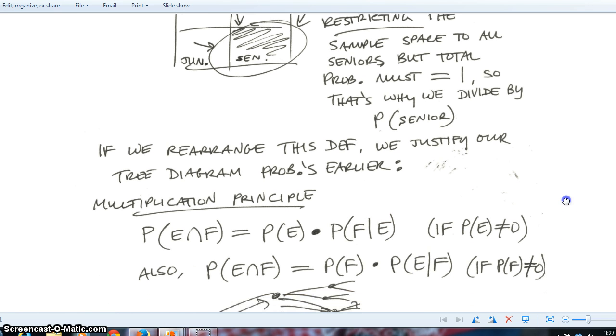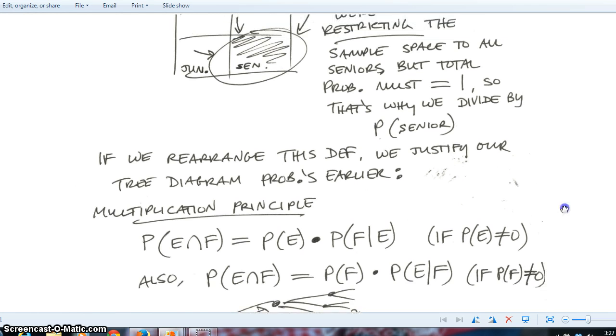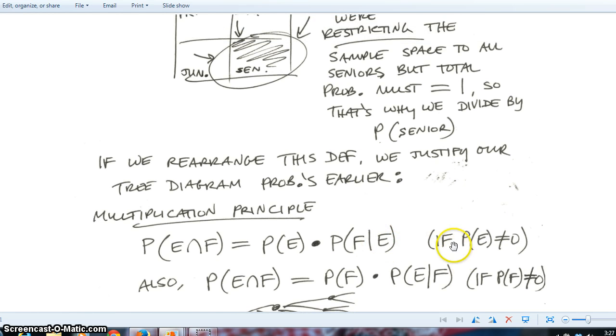So the reason this is important is this is exactly what you can use in tree diagrams.